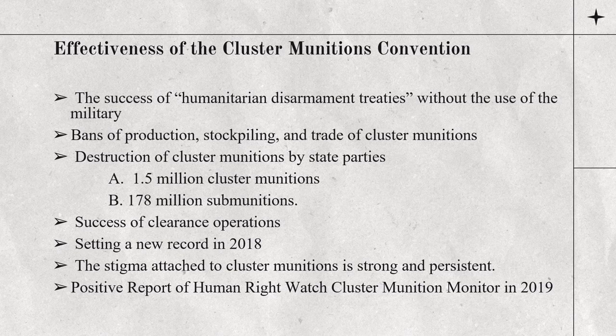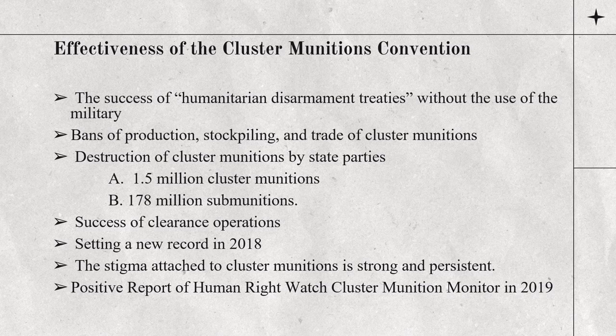Effectiveness of the Cluster Munition Convention. The Convention on Cluster Munitions has proved how a humanitarian disarmament treaty can succeed even without the support of some military powers. According to the Cluster Munition Monitor, almost 1.5 million cluster munitions and more than 178 million submunitions have been destroyed by state parties.